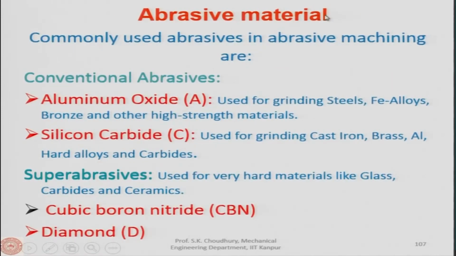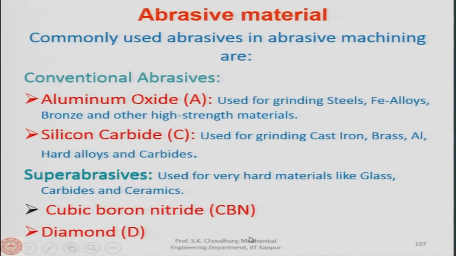Now, in abrasive materials, commonly used abrasives in machining, that means making the grinding wheel or the honing sticks or the lapping paste that is made, I am coming to that. Here basically we have 3 which are used: aluminum oxide, which is designated by A, silicon carbide, which is designated by C, and the diamond. Rarely used are the cubic boron nitrides, CBN, and the diamond also is rare.